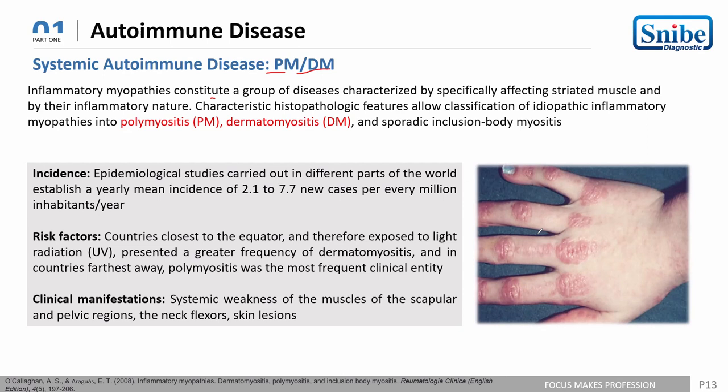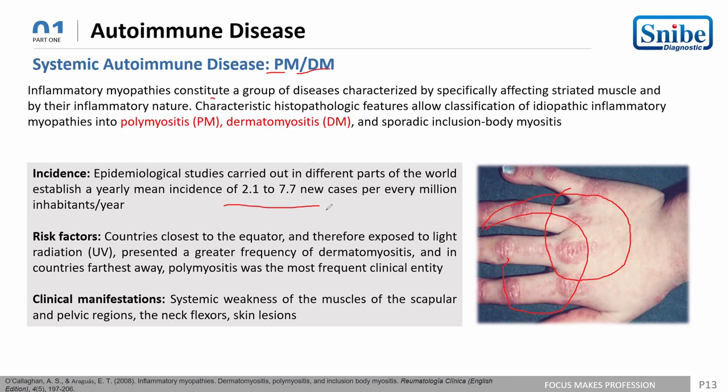The clinical findings include weakness of the muscles of the scapular and pelvic regions, and then neck flexors and skin lesions. Usually the hands are more visibly affected, but otherwise the muscles of the scapular and pelvic regions become systemically weak, and they have more systemic lesions. In epidemiological studies carried out in different parts of the world, it has been found that 2.1 to 7.17 new cases are reported per million inhabitants per year. This is the prevalence of these systemic autoimmune diseases, polymyositis and dermatomyositis.